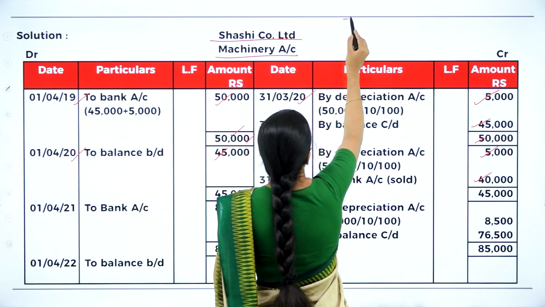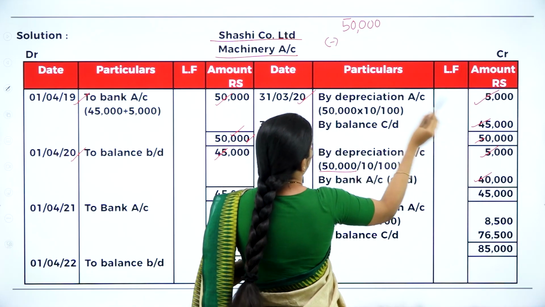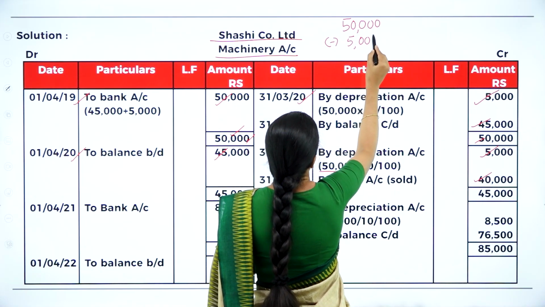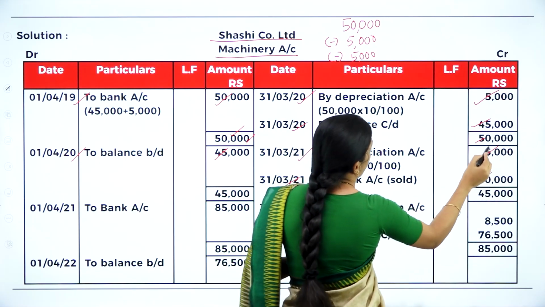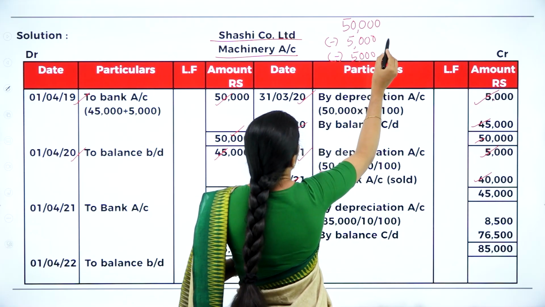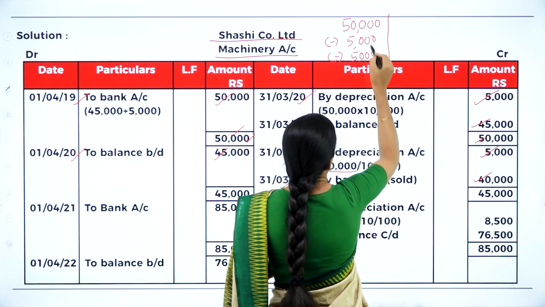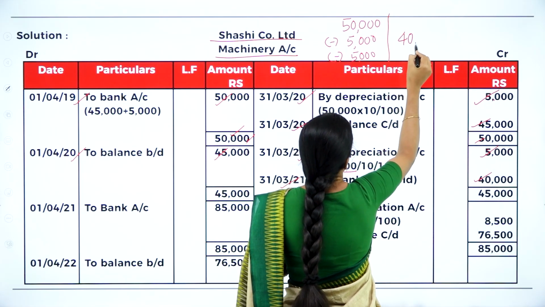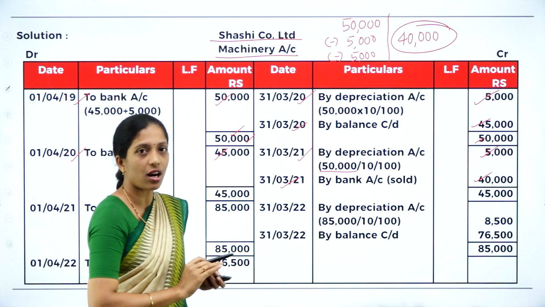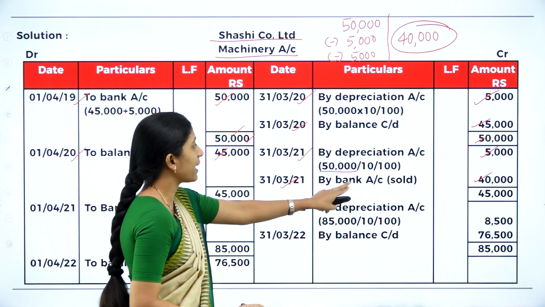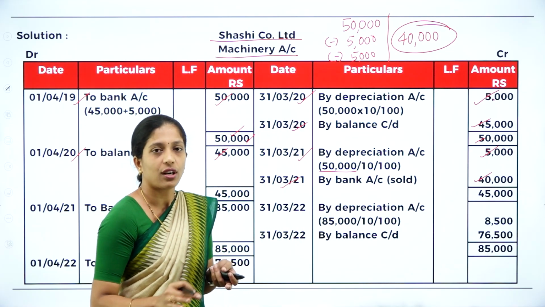Now see whether the machine is being sold on profit or loss. So in the first year, the value of machine was 50,000 minus first year depreciation is 5,000. Second year depreciation is 5,000. Correct? 5,000 and 5,000. So now how much you'll get? That is 50 minus 5 minus 5. So 50 minus 10,000, that is 40,000. So at exact value they have sold, there is no profit or no loss. So I'll write by bank account the sales value 40,000. So in this problem there is no profit or loss.